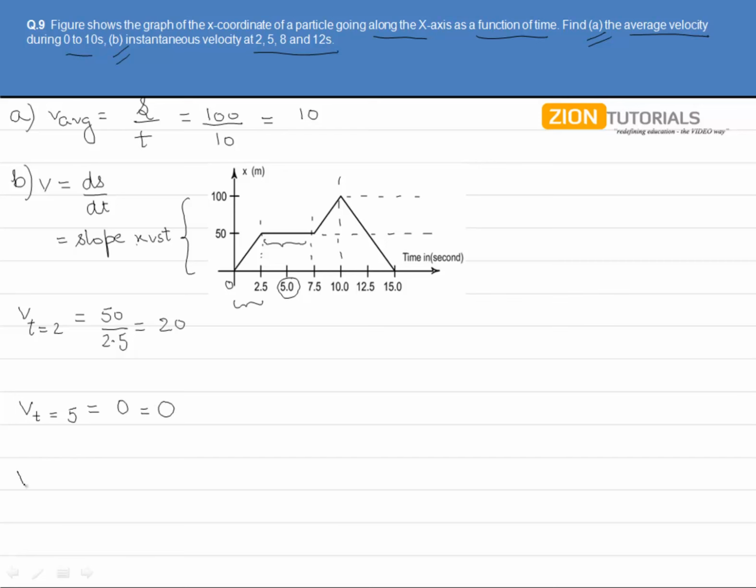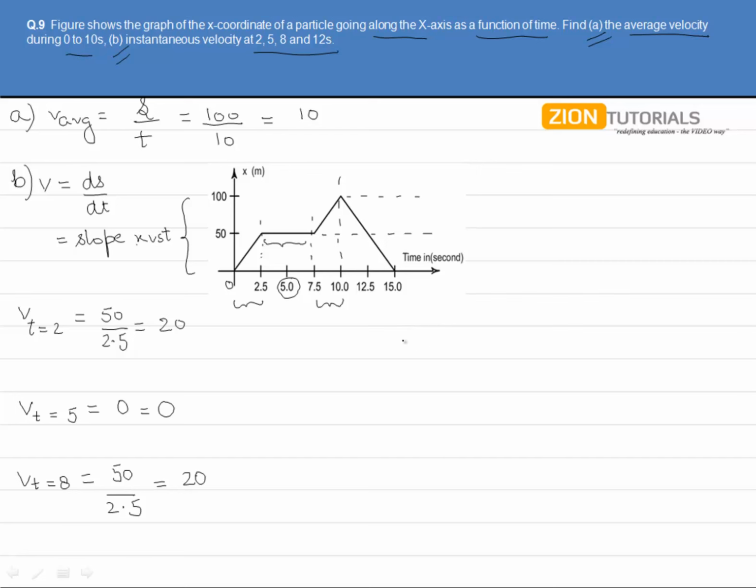Now let us deal with the instantaneous velocity at time t equal to 8 seconds. Now we can see that at 8 seconds the particle is following this curve. So we need to find the slope of this straight line, which will be again the height upon base. So that is 50 upon 2.5, giving us 20 meters per second.